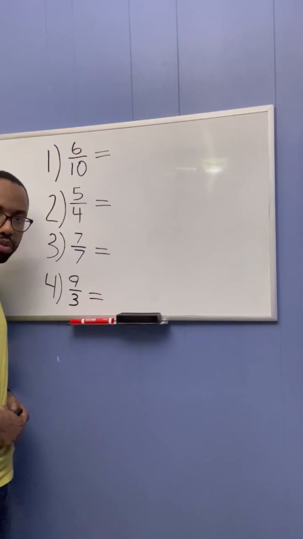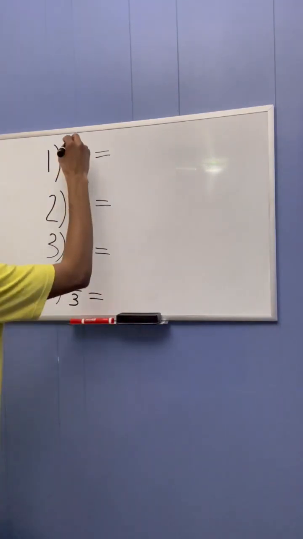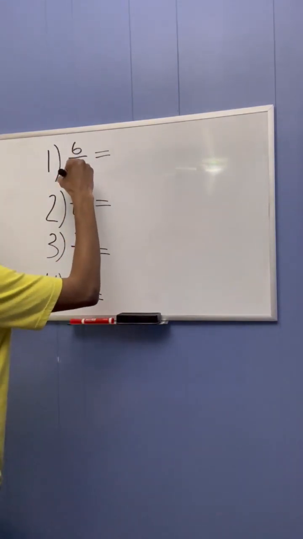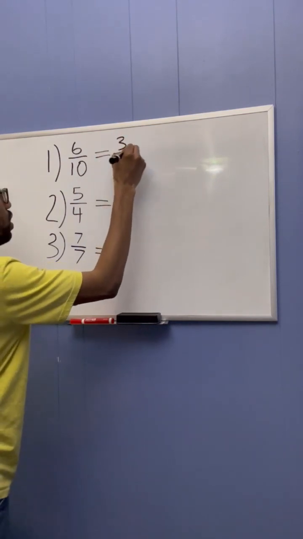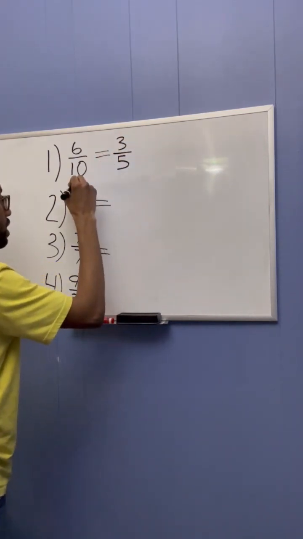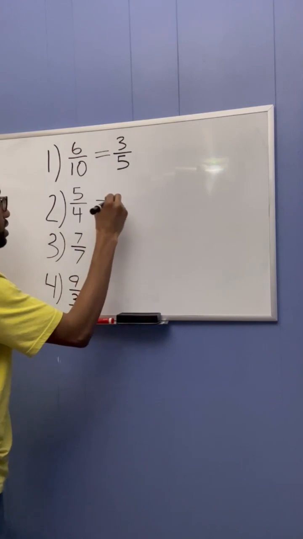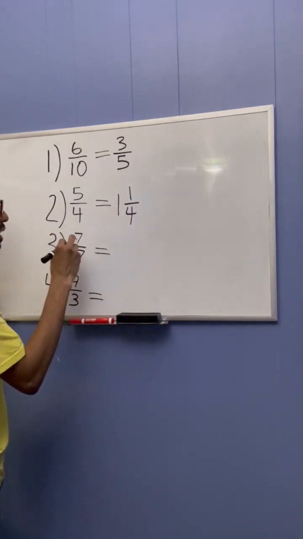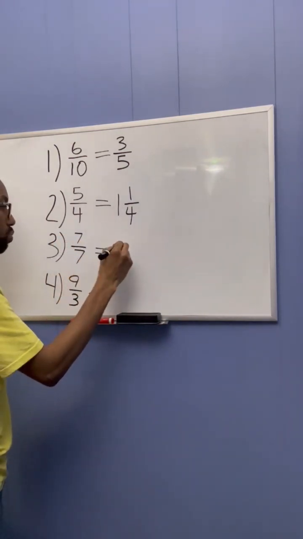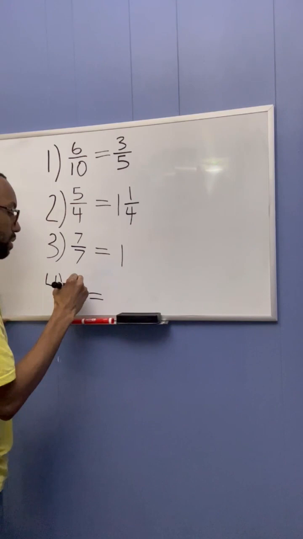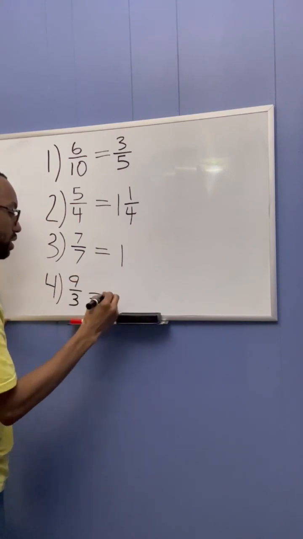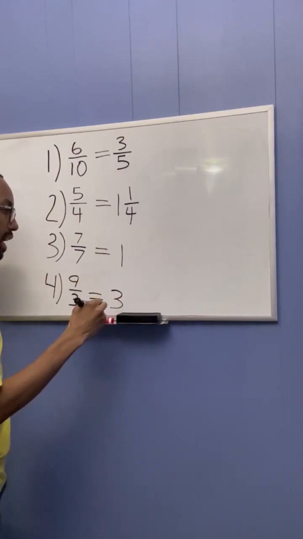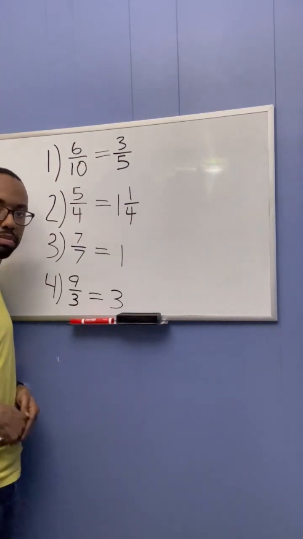So I will present you with the solutions here on the board. We have 6/10, which is the same as 3/5. Next, we have 5/4, which is the same as 1 and 1/4. Next, we have 7/7, which is the same as 1. Last but not least, we have 9/3, which is the same as 3. And those are the solutions to the problems.